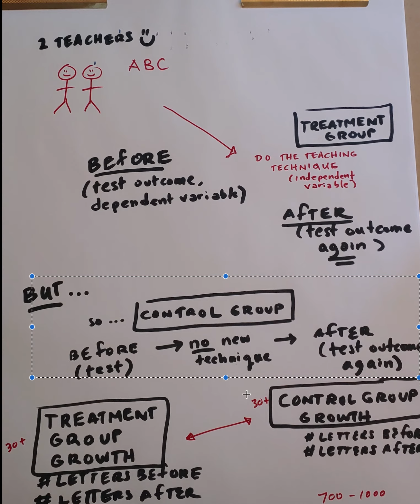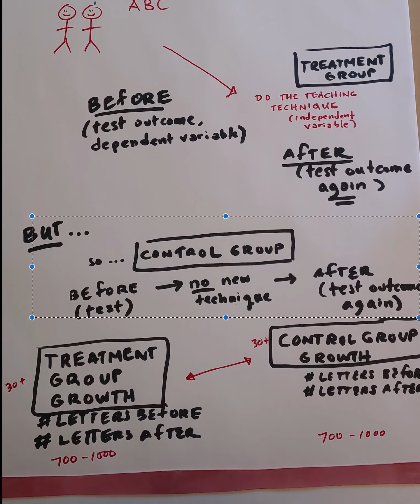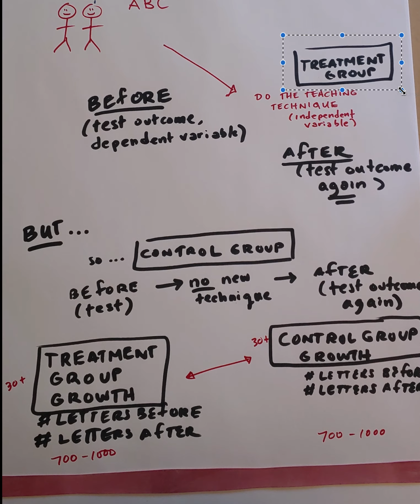Then what we do is we compare these two groups. And that's what I'm looking at down here at the bottom. This group up here, who got the fancy new teaching, is called the treatment group. They got the treatment, the new thing that we were trying to test out. And this is that independent variable. And with those kids, we checked before and after, and we want to know the number of letters they were able to name before, the number of letters they were able to name after, and we want to find the difference between those two things.